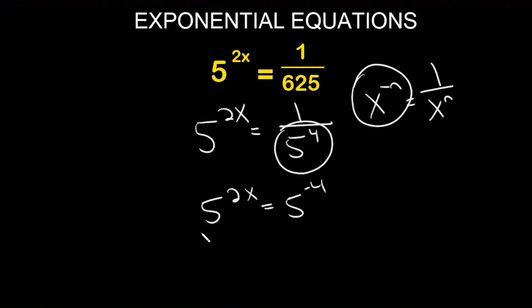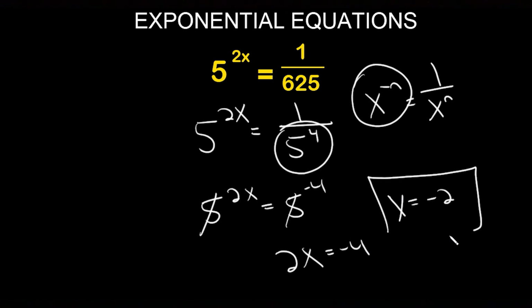Now the bases will cancel, and I'm left with 2x equal to negative 4. All I have to do here is divide by 2, and I'm done. So x is going to be equal to negative 2, right? Negative 4 divided by 2, we get negative 2. All right, let's try another example.